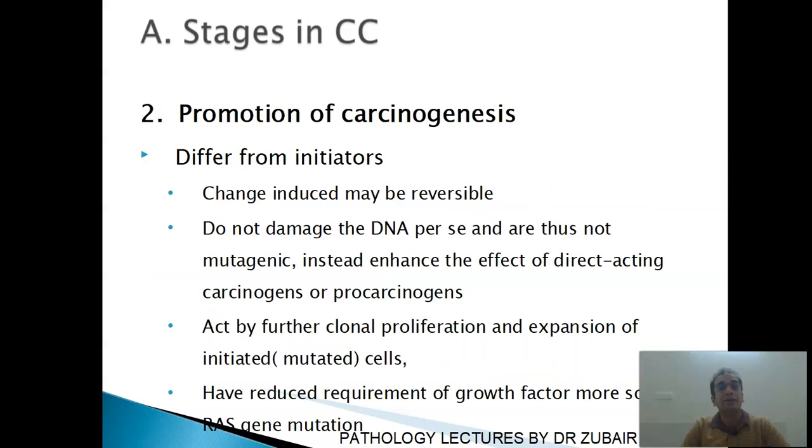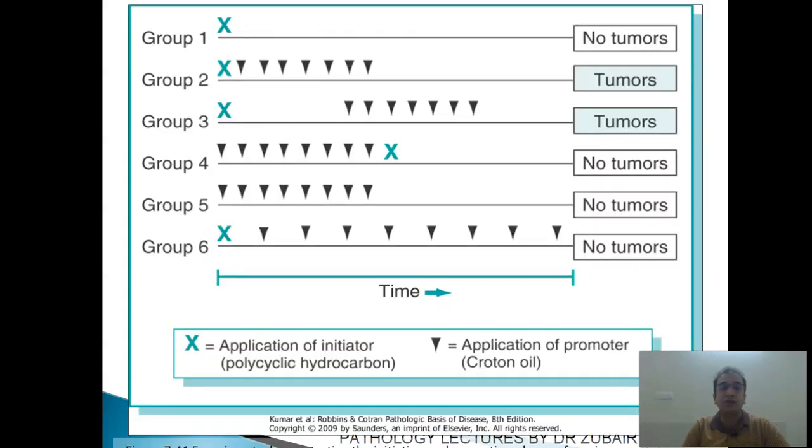So, how are they different? The changes induced may be reversible. Remember, the initiated cell change is irreversible. Promoter changes are reversible, do not damage the DNA per se and thus are not mutagenic. Instead, they enhance the effect of direct acting carcinogens or procarcinogens, act by further clonal proliferation and expansion of the initiated cell, and have a reduced requirement of growth factor, more so after a RAS gene mutation.